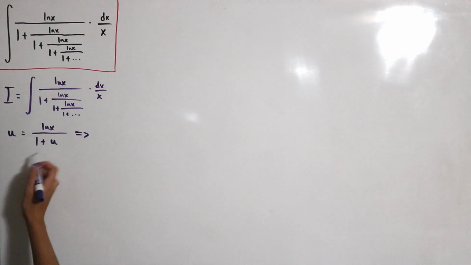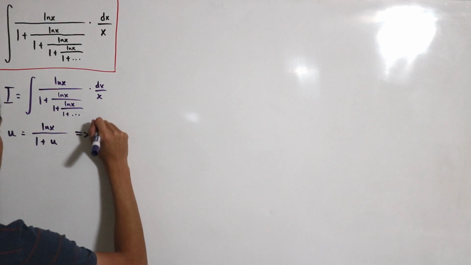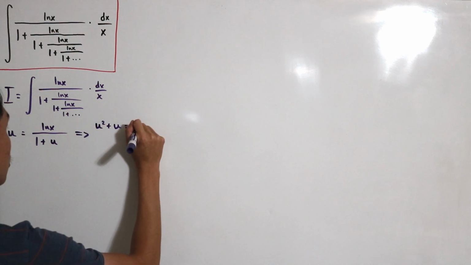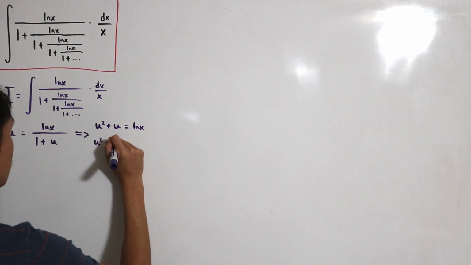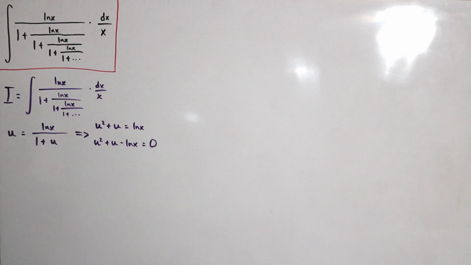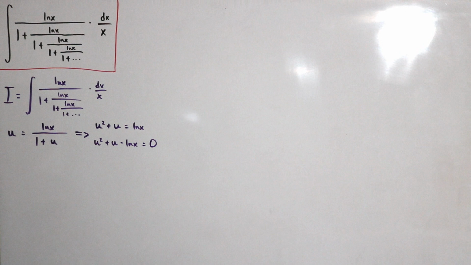If you multiply 1 plus u to both sides, I get u squared plus u equal to ln of x. Subtract ln of x from both sides, so that's u squared plus u minus ln of x is equal to 0. As mentioned, we want to solve for what u is equal to. Therefore I can use the quadratic formula to find our solutions for u.